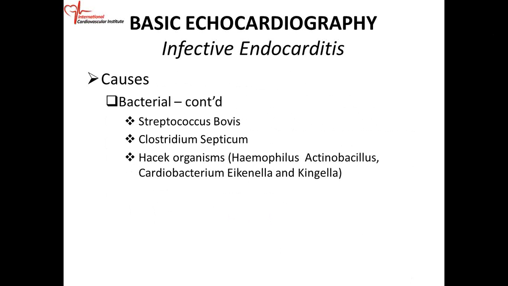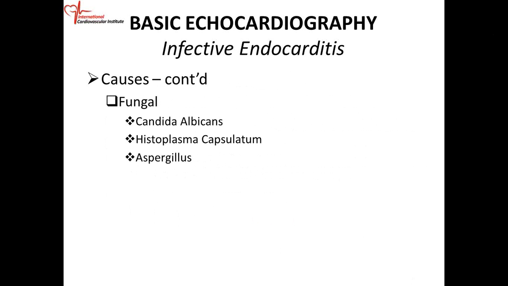Strep bovis, Clostridium septicum, and then we have a group of organisms we call the HACEK group of organisms. So it's an acronym which stands for Haemophilus, Actinobacillus, Cardiobacterium, Eikenella, and Kingella. So the HACEK group of organisms. So these are the more common bacterial causes. You can also get fungal causes. And the more common ones are Candida albicans, Histoplasma capsulatum, and Aspergillus.